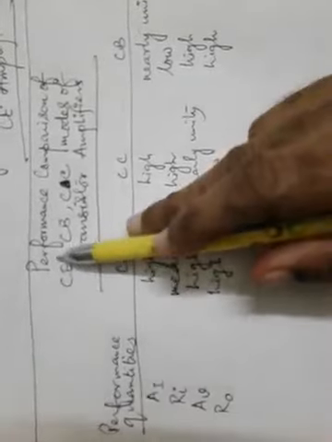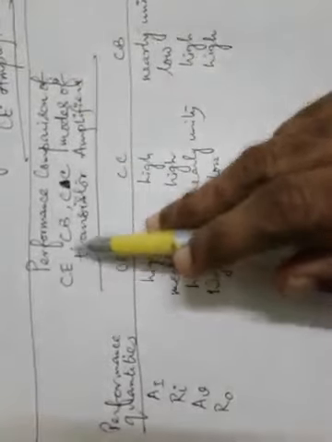Hello students, in this lecture I will be discussing with you the performance comparison of common emitter, common base and common collector modes of transistor amplifier. I have discussed the operation of all these three modes in one of my last lectures, and after we have gone through all those operations and circuits, in this lecture we will be looking at the performance comparison of all those circuits and their operations.